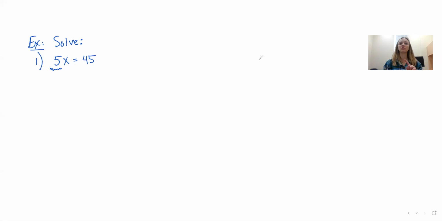And so you always want to do the opposite operation than what you see. So since we have 5 times x, we're going to do the opposite of multiplication, and we're going to divide both sides by 5. What you do to one side, you do to the other. And 5 divided by 5 is 1. So those guys do cancel out. So we're left with x equals 45 divided by 5, which is 9.